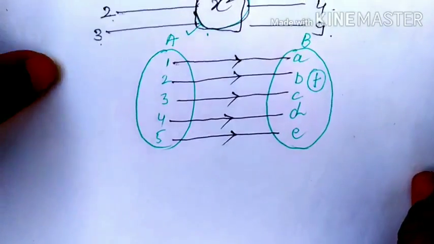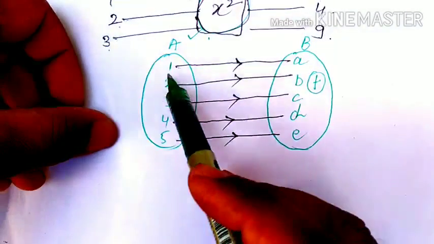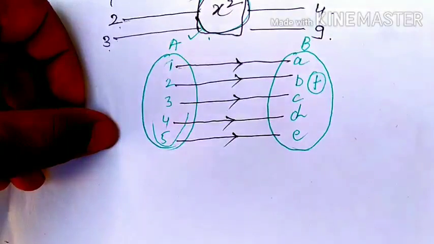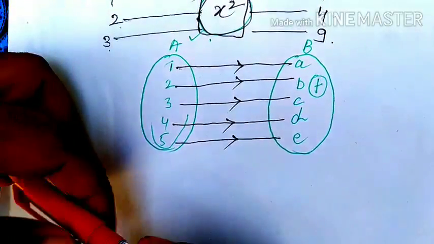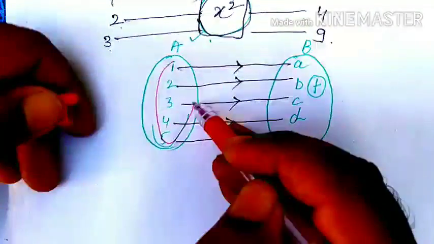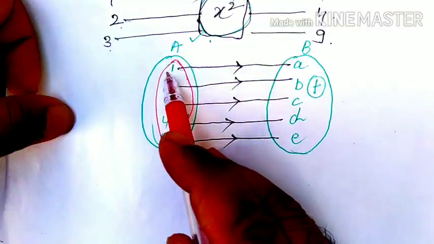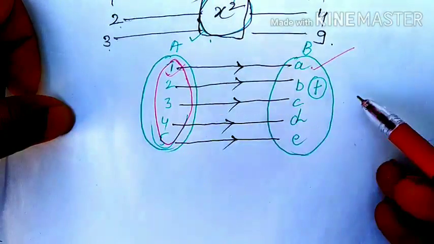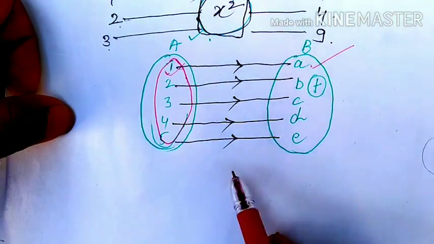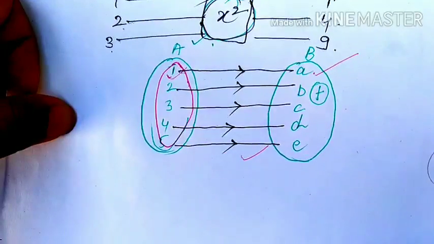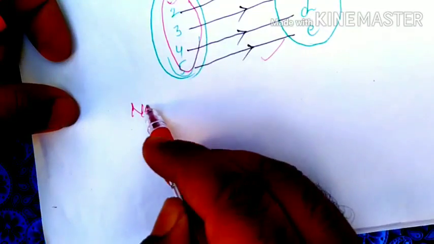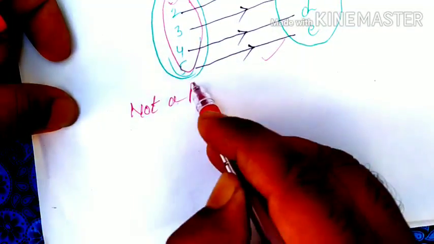So you can see in this arrow diagram, every input has one output. You can see here, every input gets one output on the other side. So it is a function. Now, not a function.